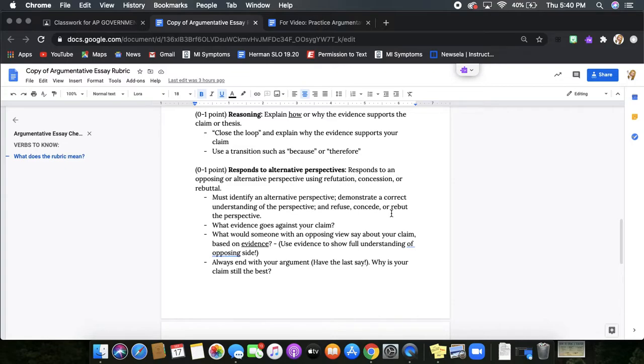Finally, your last point is responding to that alternative perspective. So identifying the alternative perspective, showing that you have a correct understanding. Okay, so show you are able to clearly see what would someone else argue, and then shoot them down. You always want to end with your voice. Okay, so maybe bring in some more evidence. Always end with your argument. Have the last say. You don't want to end the argument with someone else's viewpoint. You want to end it with yours. Okay, so why is your claim still the best, regardless of why someone else may have a different viewpoint?